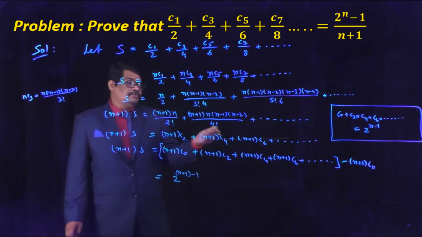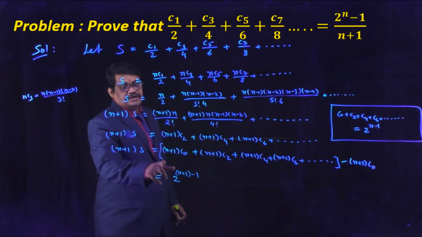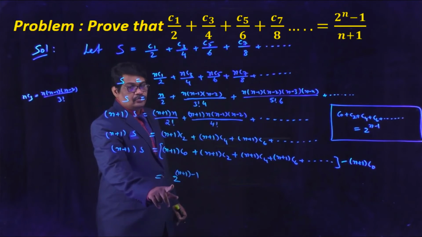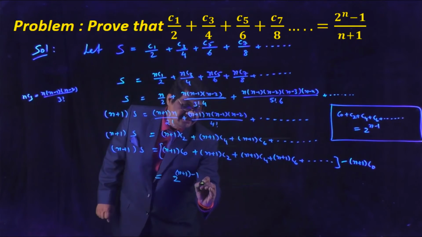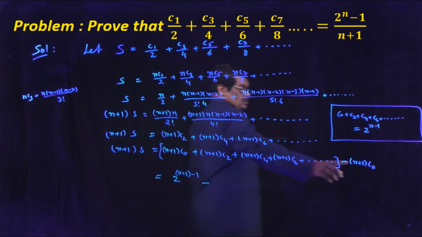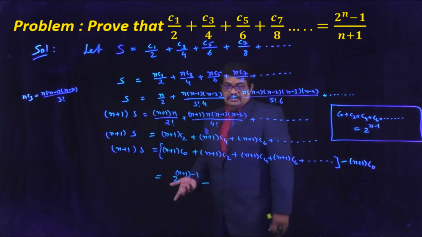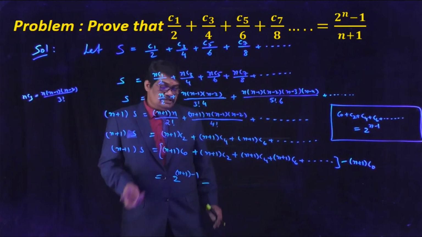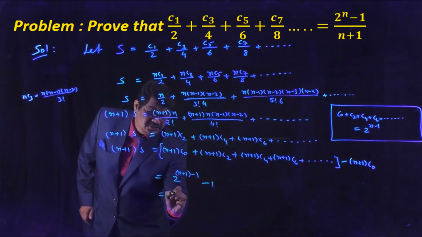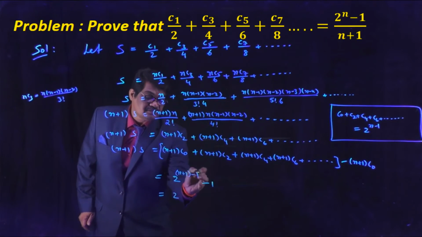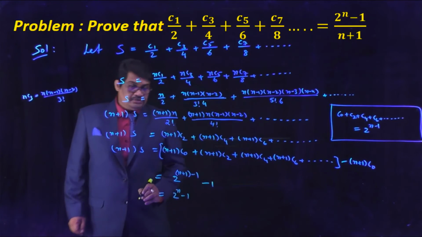2 to the power of n minus 1. Using this formula, in the place of n we put n plus 1. We get 2 to the power of n plus 1 minus 1, minus the last term. What is the last term? n plus 1 C0, whose value is 1. Since n C0 is 1, n plus 1 C0 is also 1. Then the 2 to the power of n plus 1 and the 1 cancel, giving 2 to the power of n minus 1.